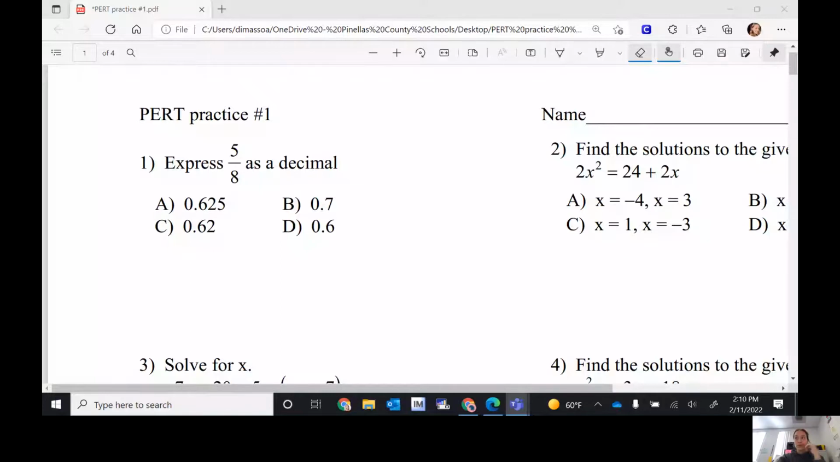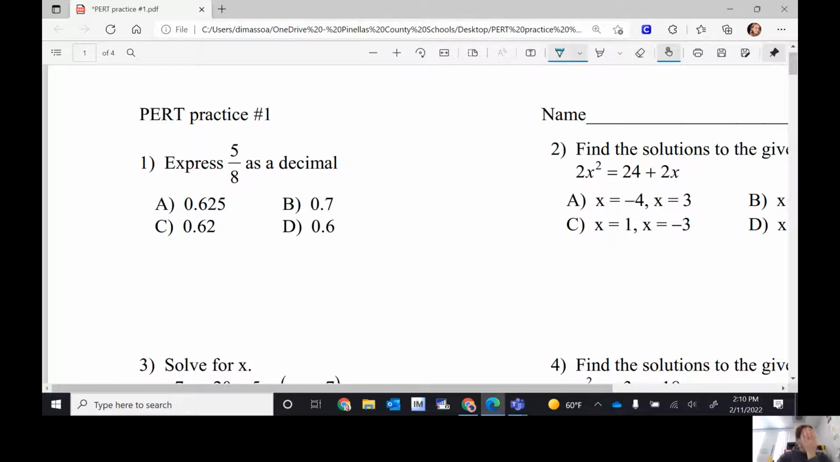Okay, hey guys, we are going to do a PERT practice review, getting us ready to take our PERT in the upcoming week to get our math credit. And just as a quick reminder, we are not going to be able to use a calculator on the PERT, so as we're working through today, we need to make sure we understand how to do everything without a calculator. So let's jump right into it.